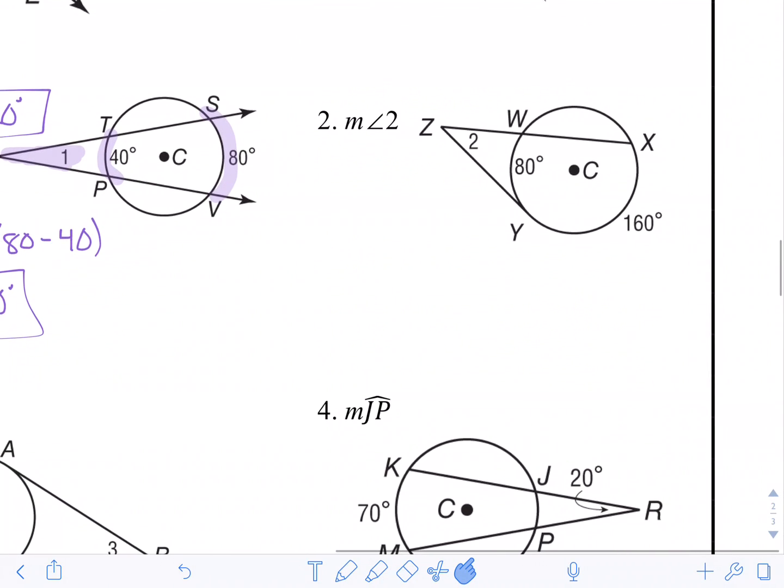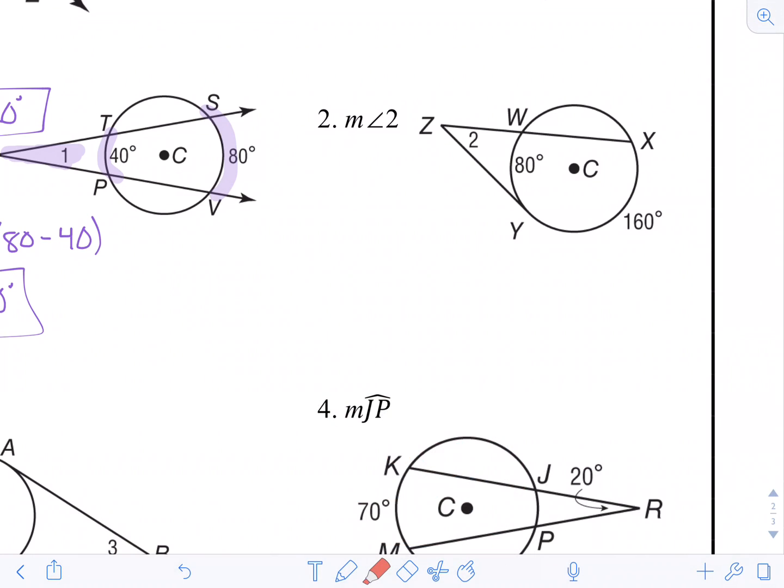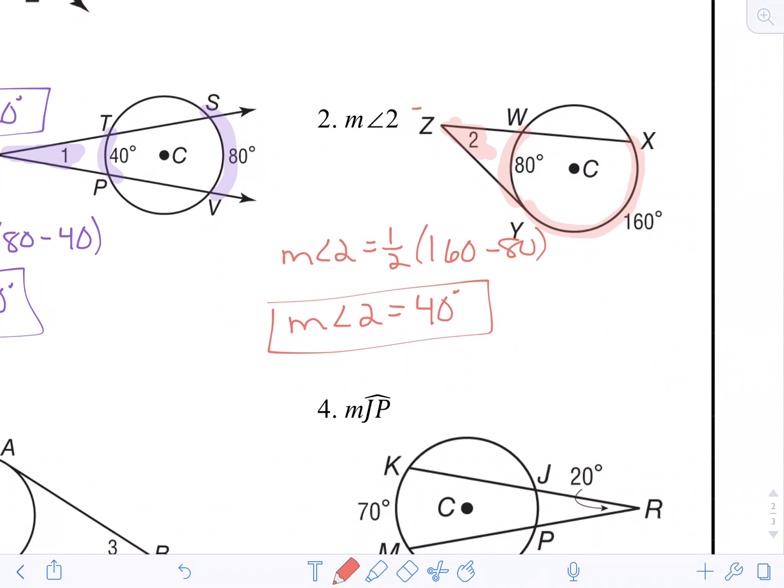Okay, so here the measure of angle 2. So let me change up my colors again. I'm trying to find this angle out here. On this one, your 2 arcs, you have 160 right here and you have 80 right here. So the measure of angle 2 is 1/2 the difference of your 2 arcs, so 160 minus 80. 160 minus 80 is 80. 1/2 of that is 40 degrees. So the measure of angle 2 is 40 degrees.